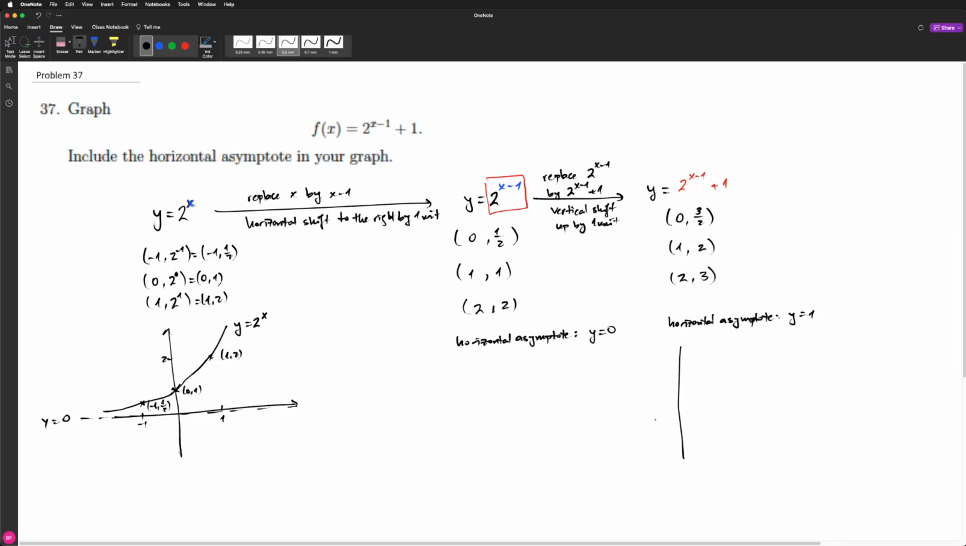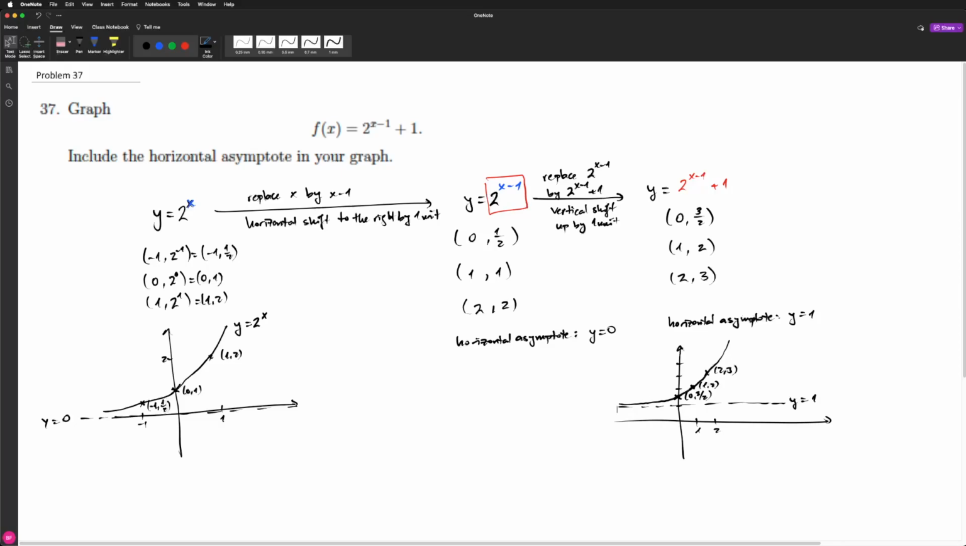And then what I can do is mark those points. 0, 3/2. So 1, 2, 3, 4. 3/2 is 1.5, it is here. 1, 2. And 2, 3. And the horizontal asymptote is y equals 1. And my graph after those transformations will look like that. Don't forget to label your points.